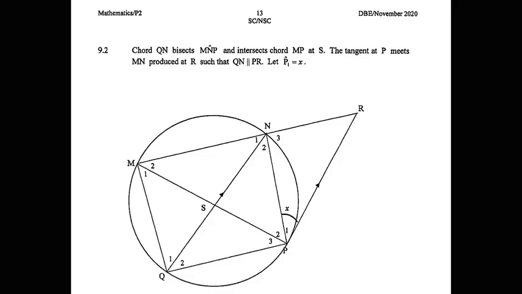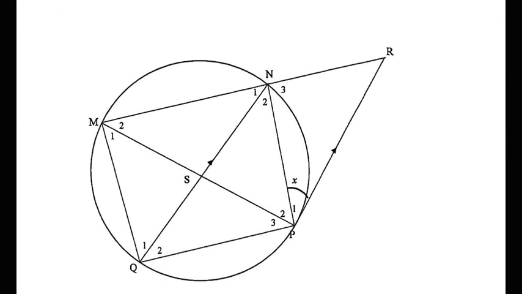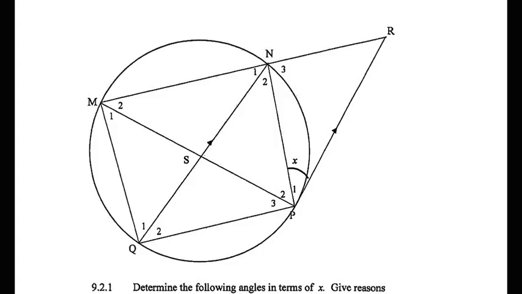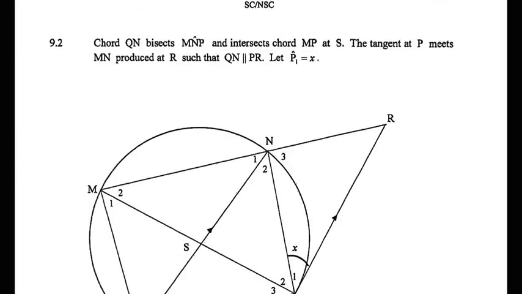The question says chord QN bisects angle MNP, which means angle N1 and angle N2 are equal because QN is a bisector. It intersects chord MP at S. So chord MP intersects chord QN at S. The tangent at P meets MN produced at R.